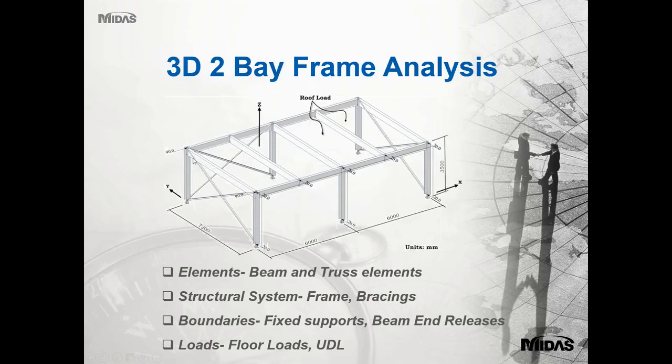Bracings are provided in both the X direction and the Y direction because we want to resist the wind loads in both directions. Then, the loads that are applied: we will look at how to apply floor loads.